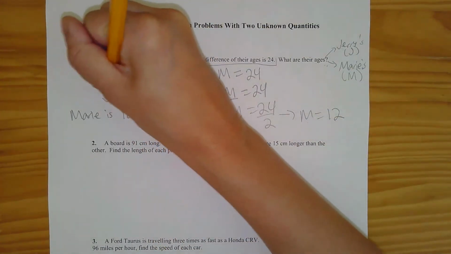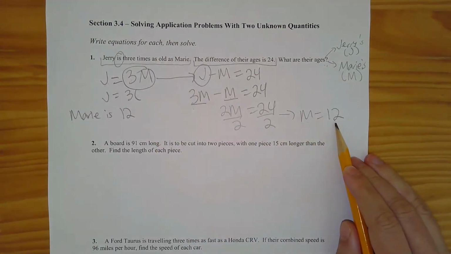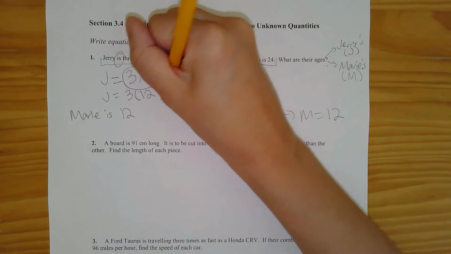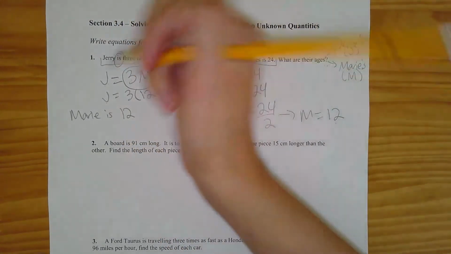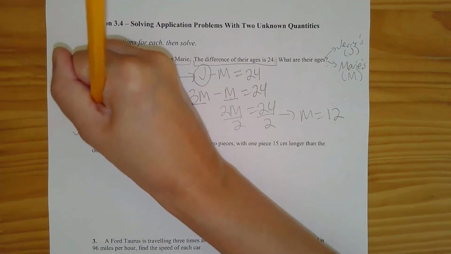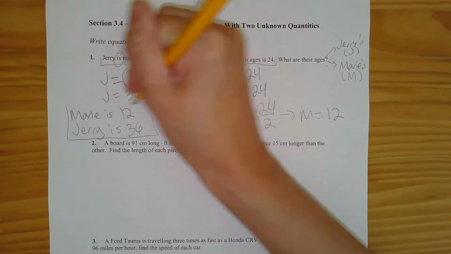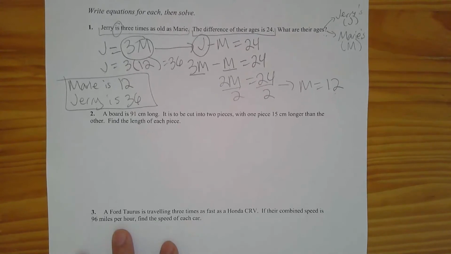So I'm going to say that Jerry equals 3 times Marie, and we now know that Marie is 12 years old. And 3 times 12 would be 36. So now I know that Jerry is 36 years old. And those two things are my answers for that one. Okay, let's do another one.